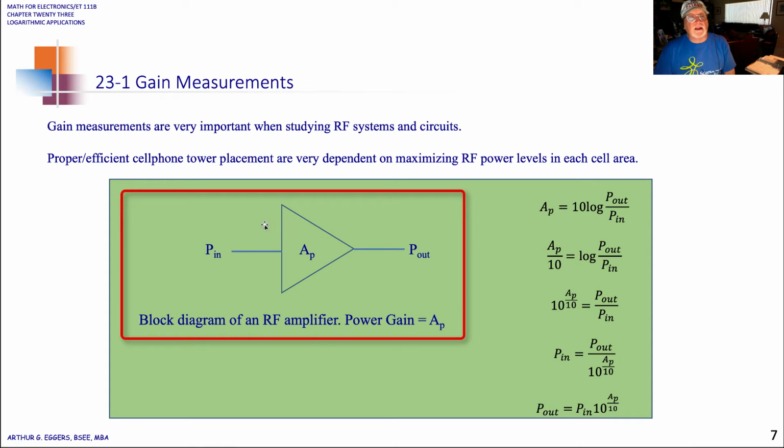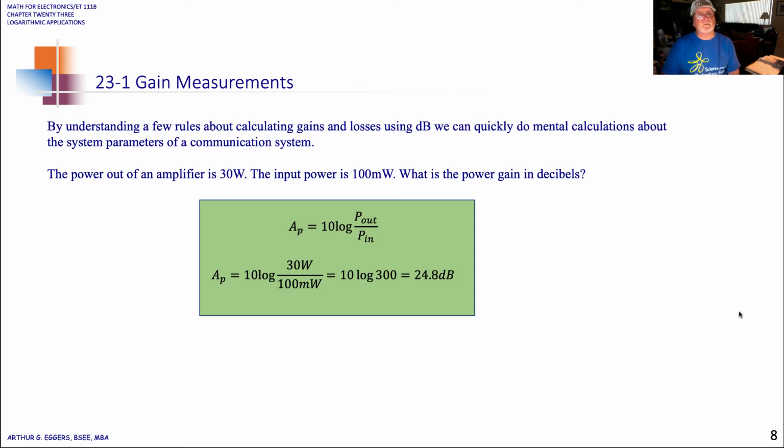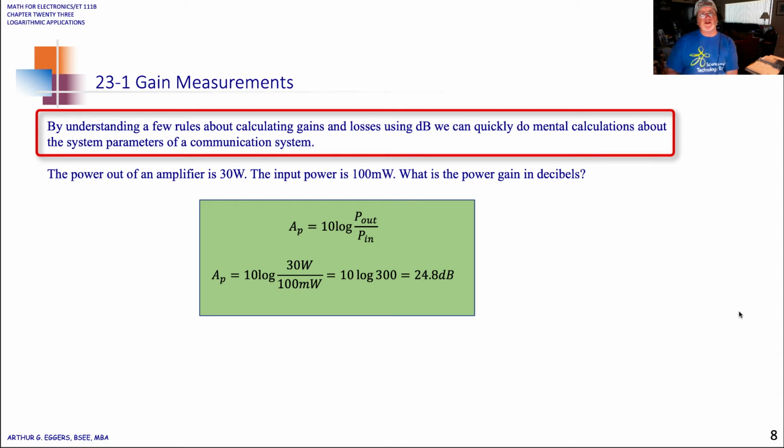So you can see diagrammatically a block diagram we can put together looks something like this, where we have the power in and the power out, and it's being processed through some type of application, in this case the attenuation. If we want to solve for that value, it's just as we've seen before: determining what power in we put into an application, an amplifier in this case, and what we get for a power out. By understanding a few rules about calculating gains and losses and using the decibel, we can quickly do mental calculations about the system parameters of communication systems.